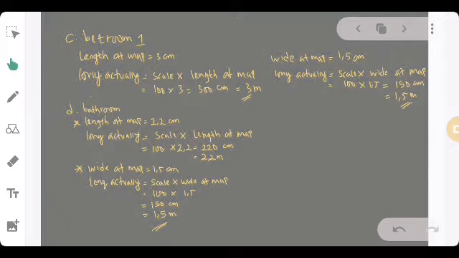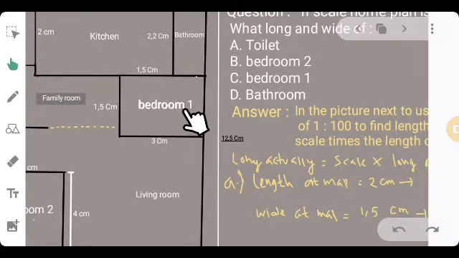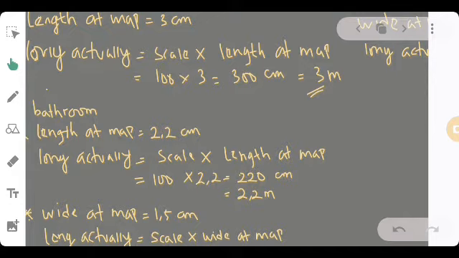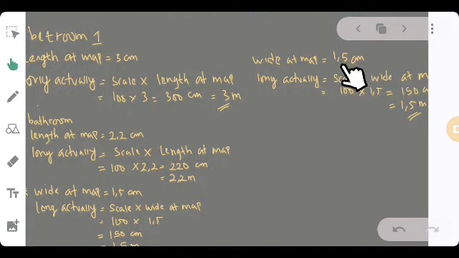Number C, bedroom one. You can see the length of the bedroom is 3 centimeter and the width is 1.5 centimeter. So the real length is the scale times the length on the map: 100 times 3 is 3 meter. The width on the map, 1.5 centimeter times 100, is 1.5 meter.